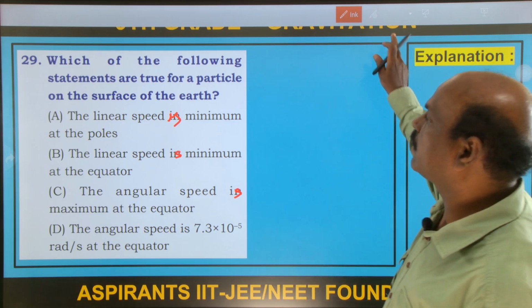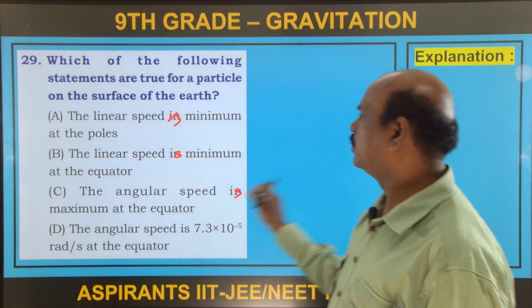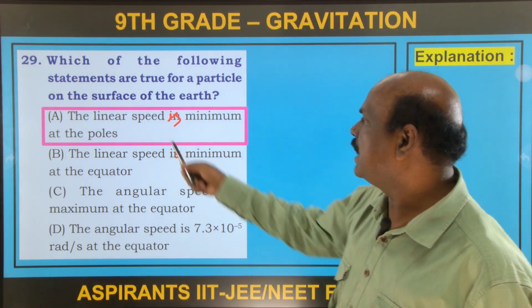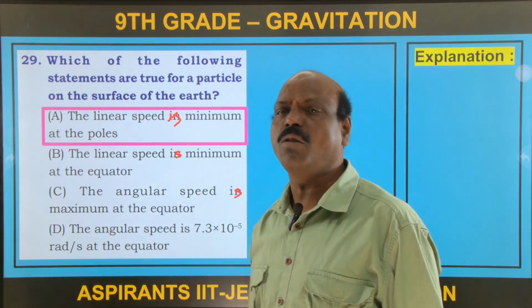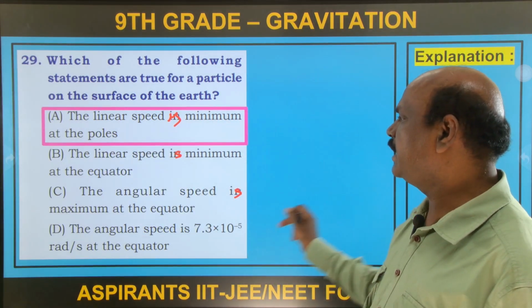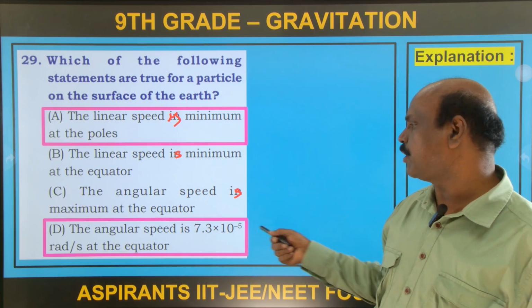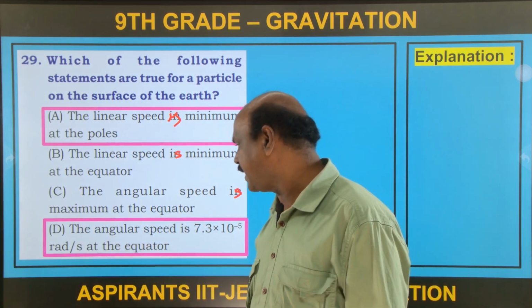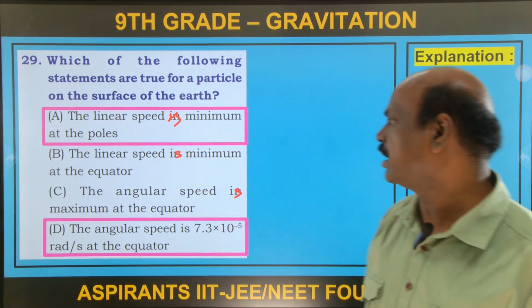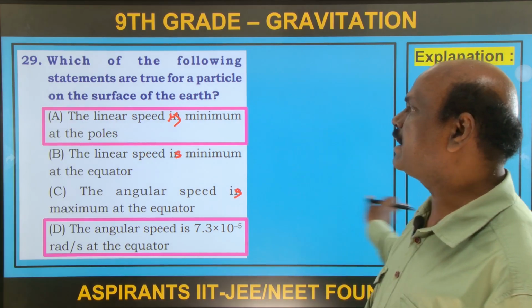So let us see which of the following statements are true. First, the linear speed is minimum at the poles, and the angular speed is given by 7.3 into 10 power minus 5 radians per second at the equator. So these are the two statements correct.